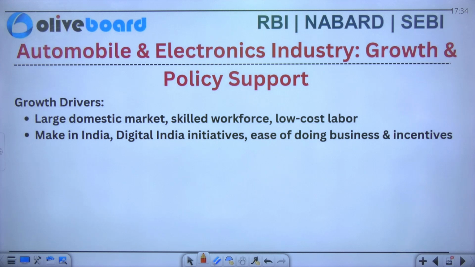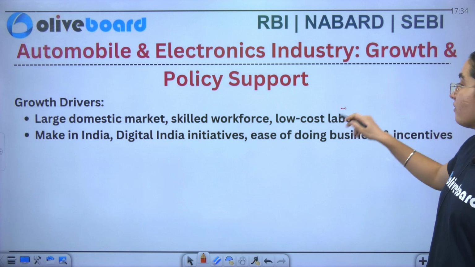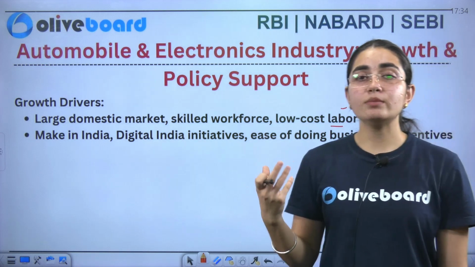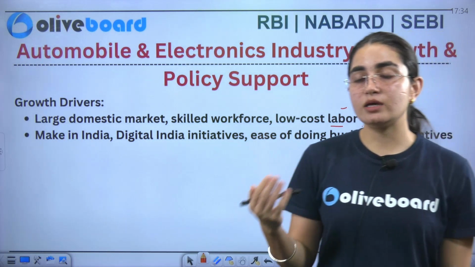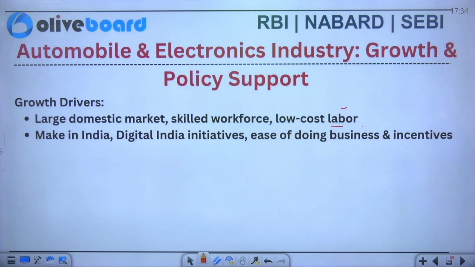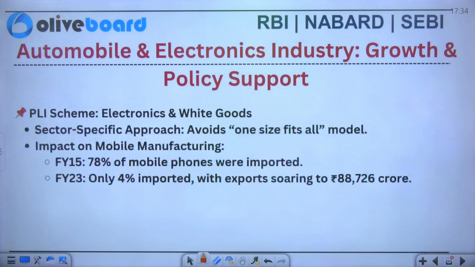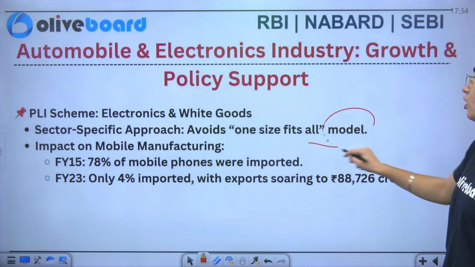What are the growth drivers? We have a large domestic market, specifically in the electronics system. We have a skilled workforce, and we are able to hire labor at a very low cost. That is a very good situation for every company. The key growth drivers include Make in India, the Digital India initiative, ease of doing business, as well as incentives. Now we'll see the PLI scheme in electronics and white goods. Similarly, the sector specific approach avoids a one size fits all model.